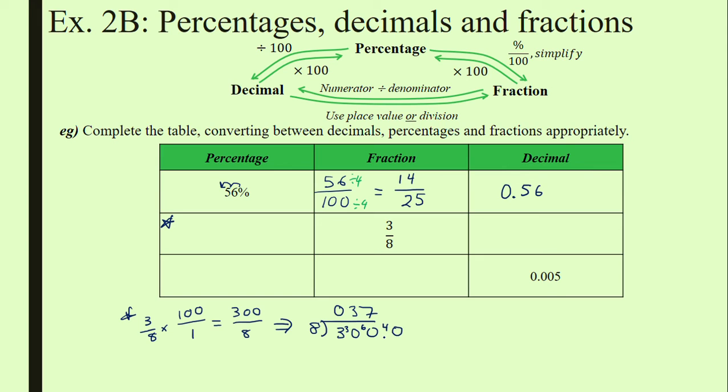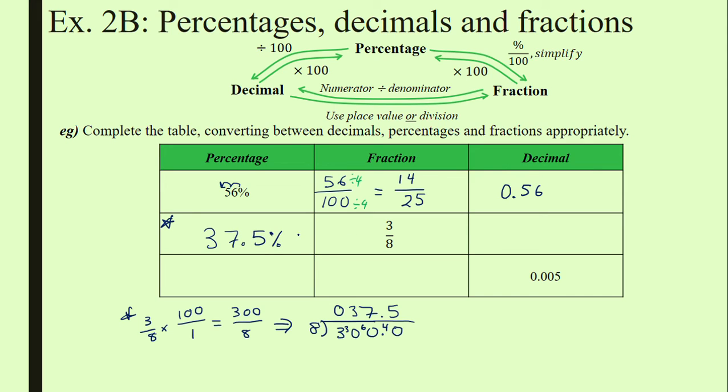Now, I can't just add a trailing 0 here because now I'm dividing 3,000 by 8 when I want 300. So I'm going to make sure that I put a decimal place there, and of course when I hit a decimal point inside this division symbol here, I'm going to pop one up the top. And finally, 40 divided by 8 is 5. There's no remainder, so we're done. And we write our answer, 37.5%.